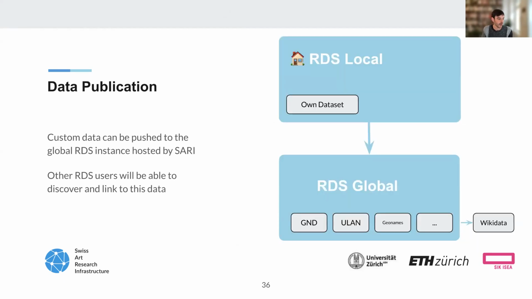So this is the way this works together. The RDS local, which is an instance you can host yourself, and the RDS global, where we have different data sets already available, for example, from GND, from ULAN, from GeoNames. And you can push data from RDS local to RDS global, or you can use your own RDS local instance to query your own data sets. So we will look at some configurations in the next few slides.